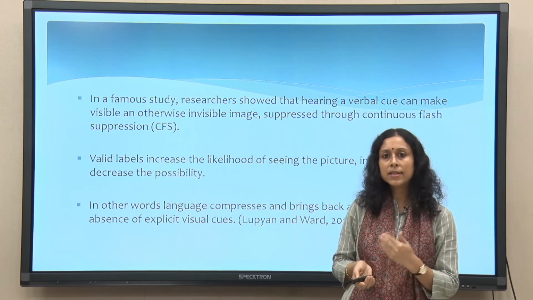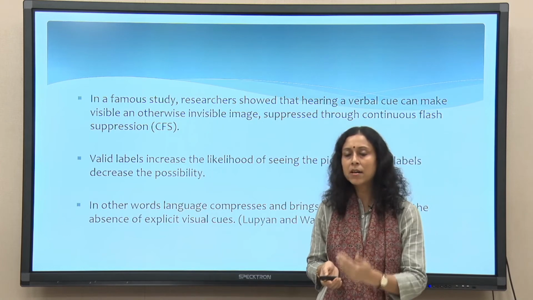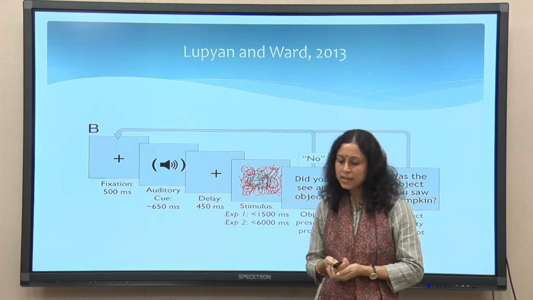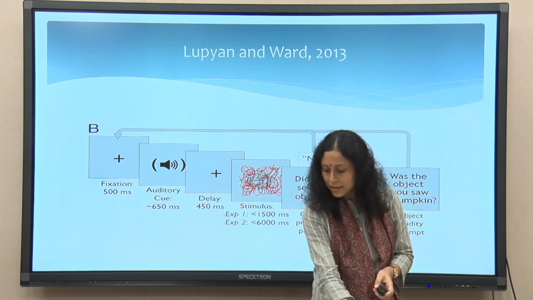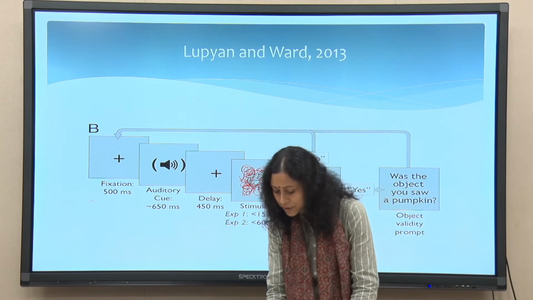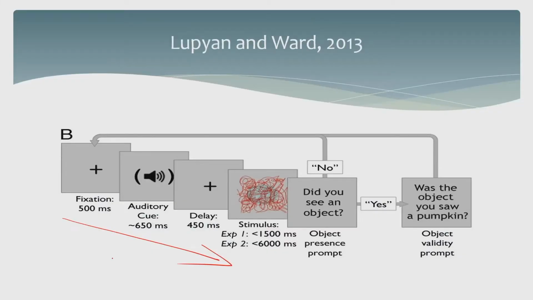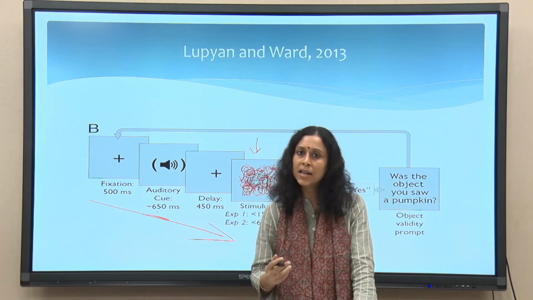There were many conditions in the study. This is how it worked, the temporal sequence. At the beginning, there is a fixation cross on the screen, so that the eyes do not wander here and there, and then there is an auditory cue. Again there is a delay of 450 milliseconds, and then the stimulus. The visual display is covered by some kind of a disturbance, because of which you do not see it. Now, depending on what they hear, they had a valid label and an invalid label.